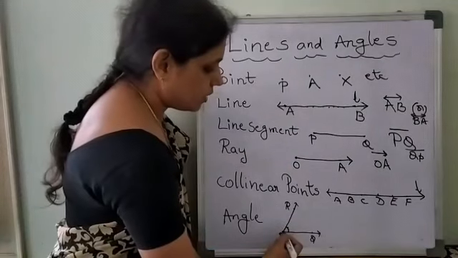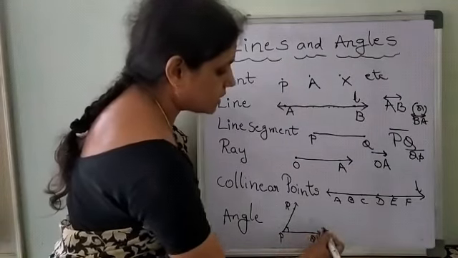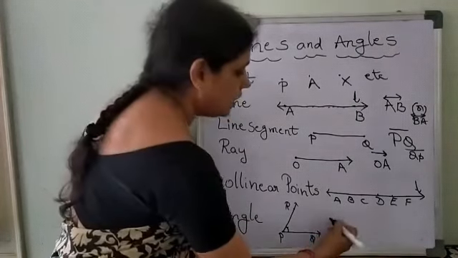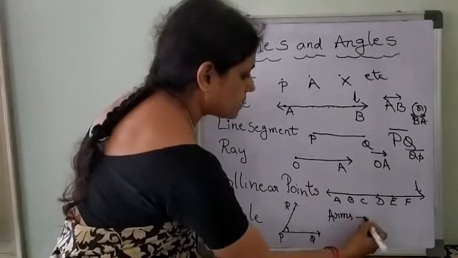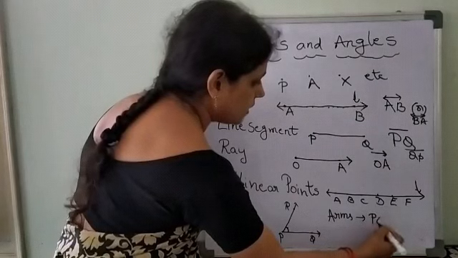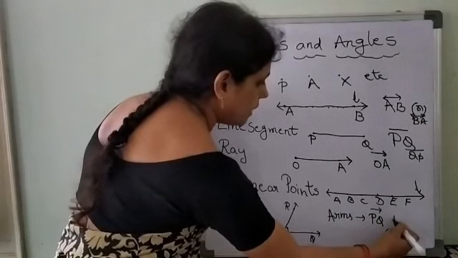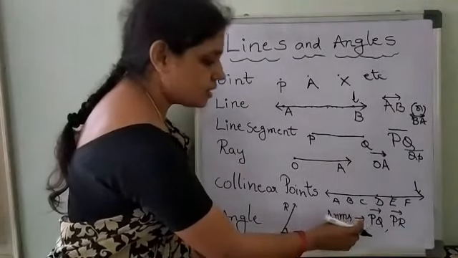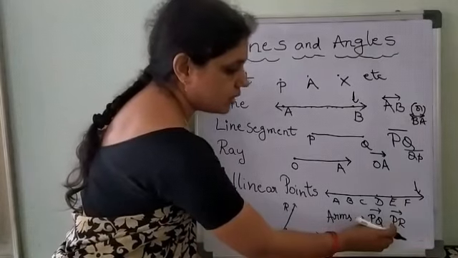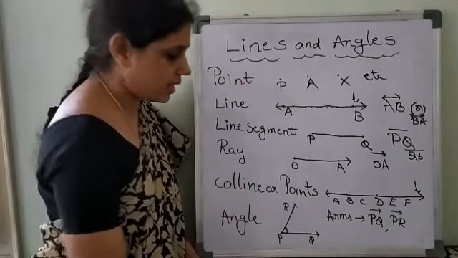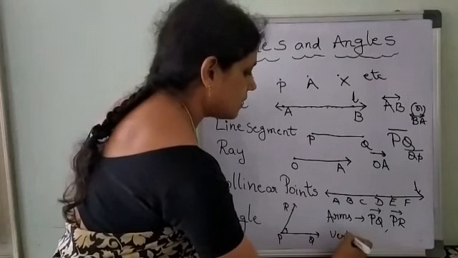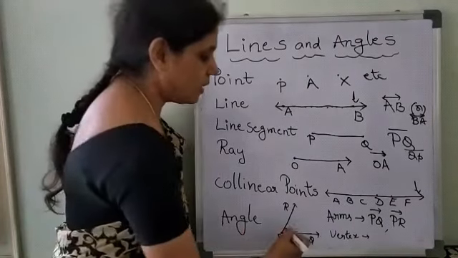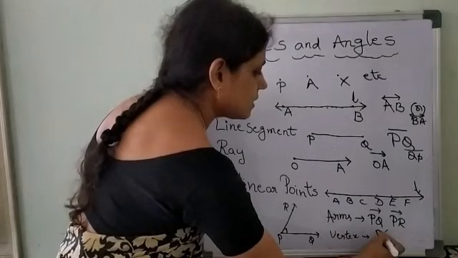Okay. So here one more point we want to discuss. That is, the rays forming the angle are called arms. In this particular angle, the arms are ray PQ and ray PR. The two arms by which the angle is formed are called arms. So PQ and PR rays are the arms, and the vertex. Vertex means the point where the angle is formed. Here the vertex is P.